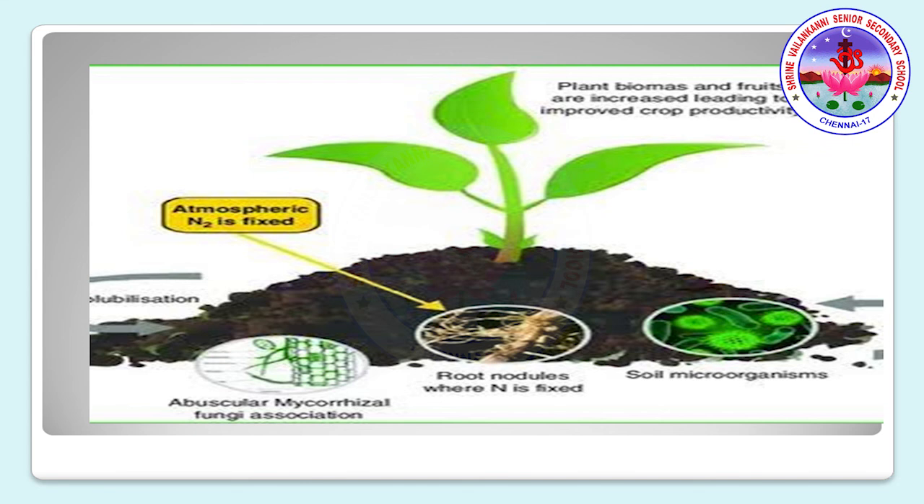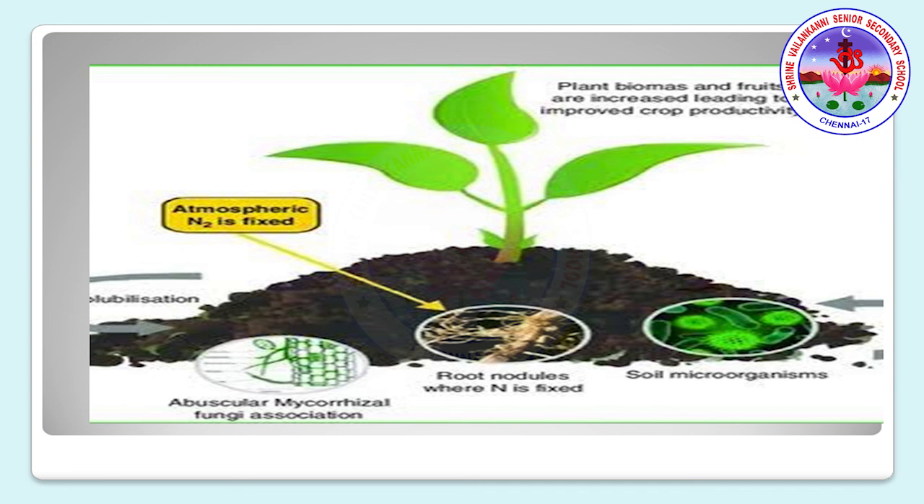The examples are Rhizobium, Azospirillum and Azotobacter. These are the bacteria which help to enrich the soil nutrients. Actually, Rhizobium is a symbiotic bacterium that lives in the root nodules of legumes and fixes atmospheric nitrogen into organic compounds. Next is fungi as biofertilizers.